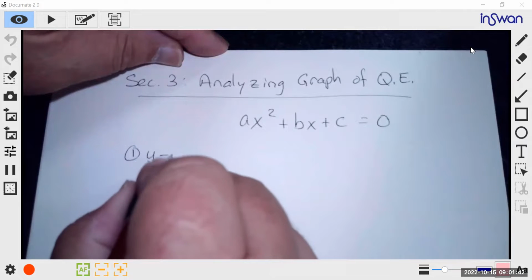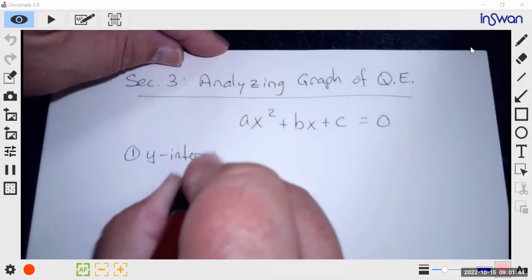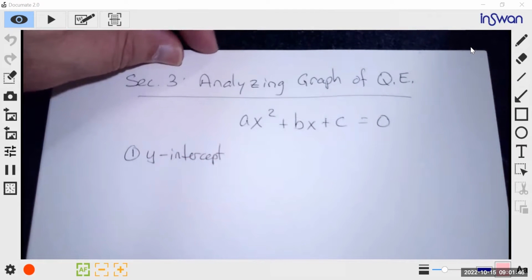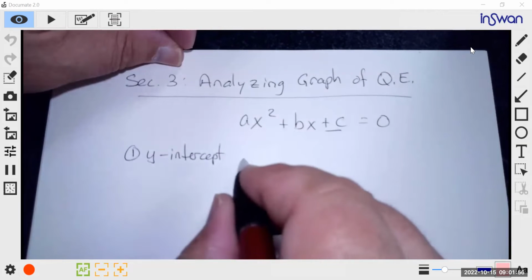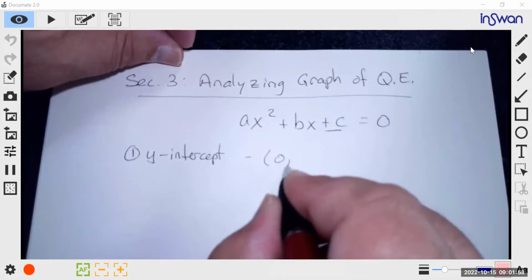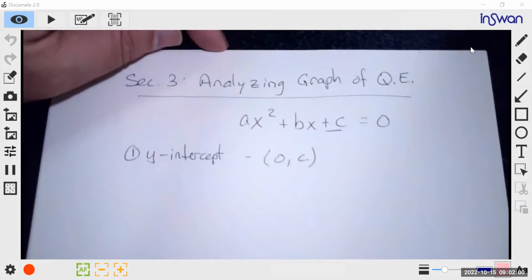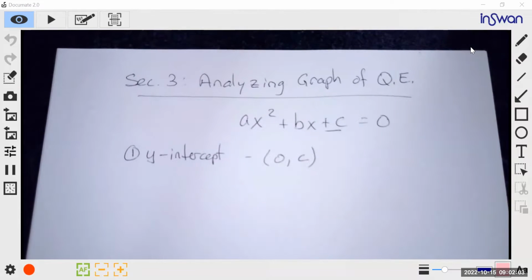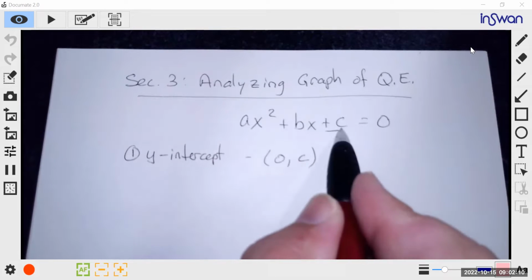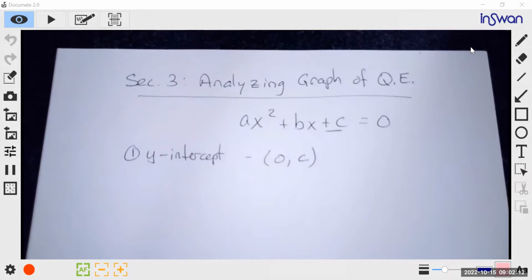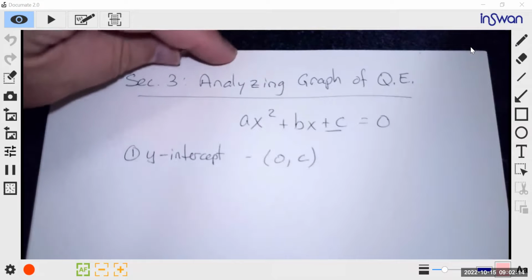We know the y-intercept. What's the y-intercept in this equation? The y-intercept is always the constant. It's 0, c. The constant is always your y-intercept. Because how do you find the y-intercept? Set x equal to 0 in order to get rid of all the x's. What you have left is your y-intercept. So that's your first one.